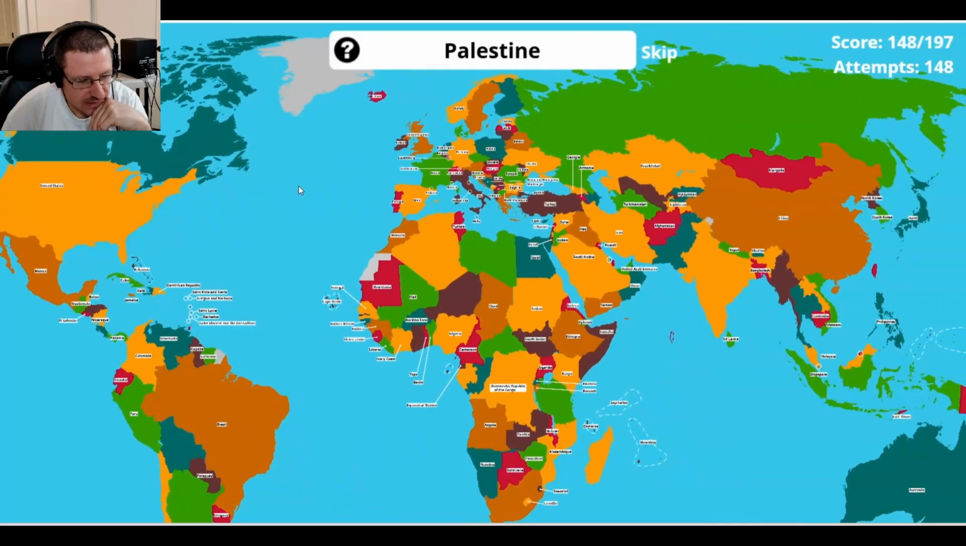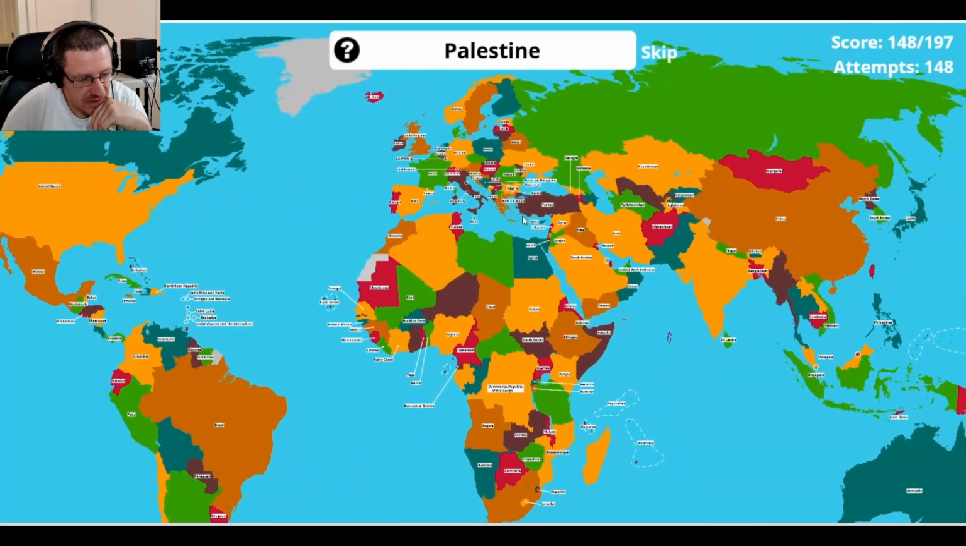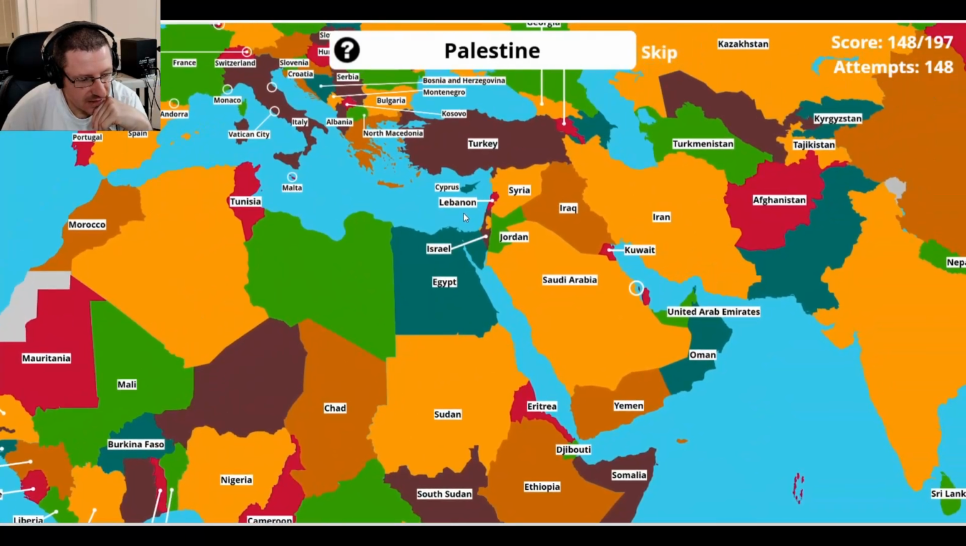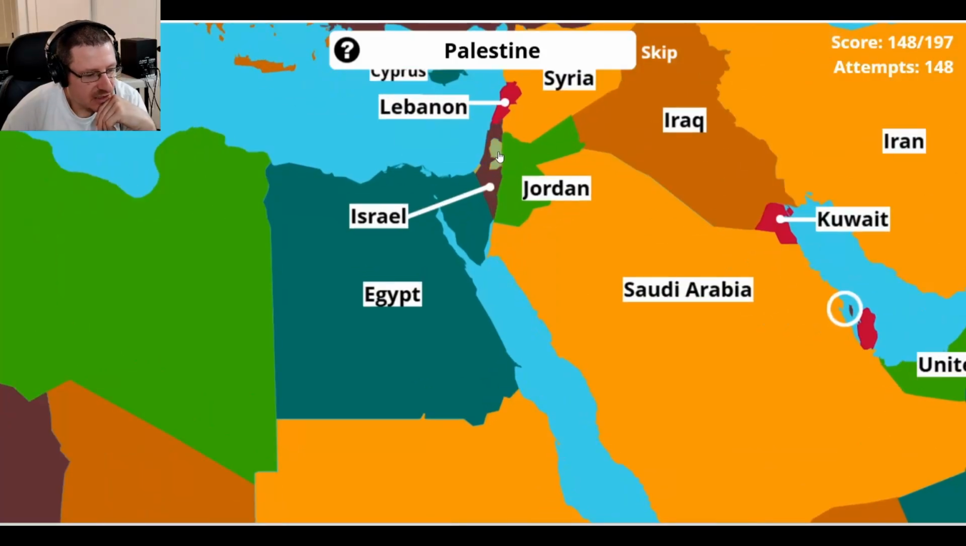Palestine. Middle East. Right here. It's this little chunk right here, Palestine. So Palestine is located next to Israel. Palestine used to be Judea, where Bethlehem is, where Jesus was born.